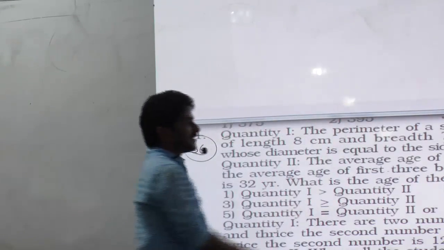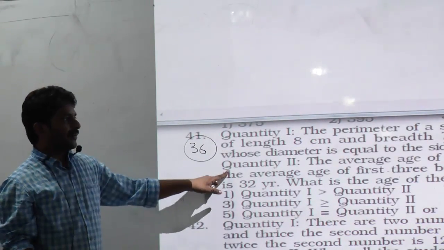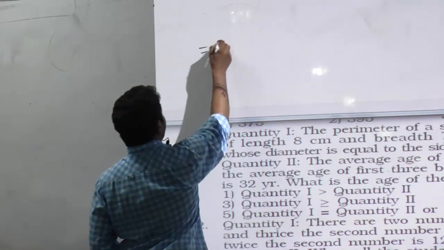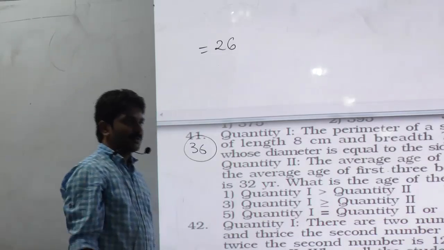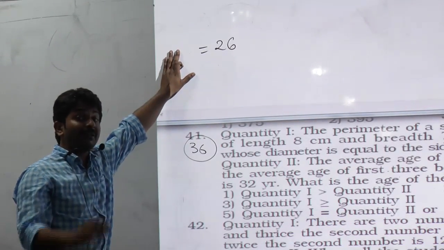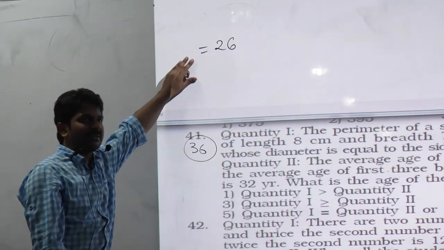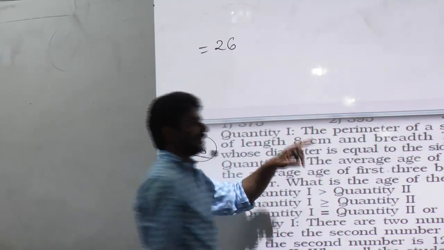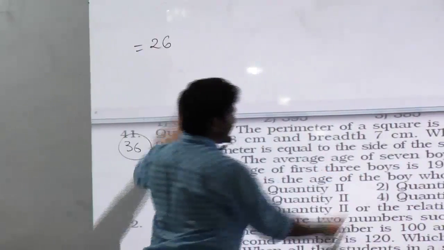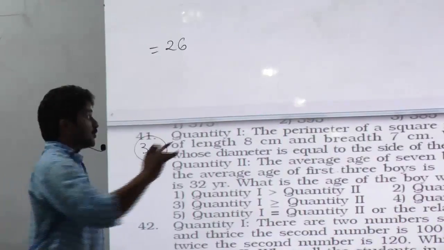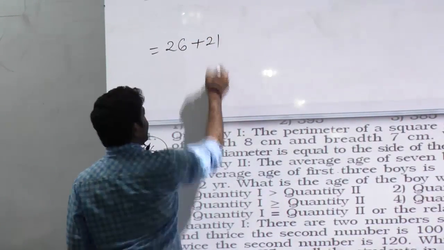The average of 7 members is given as 26. Equality concept: every person's age is 26. So the fourth person's age will also be 26 if the average of the other members is 26. But the average of the first 3 members is 19. 19 is how much less than 26? 7 less. Like that, how many members are there? 3. So you need to add 21 here.